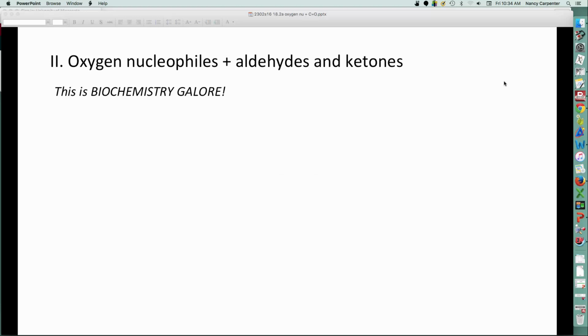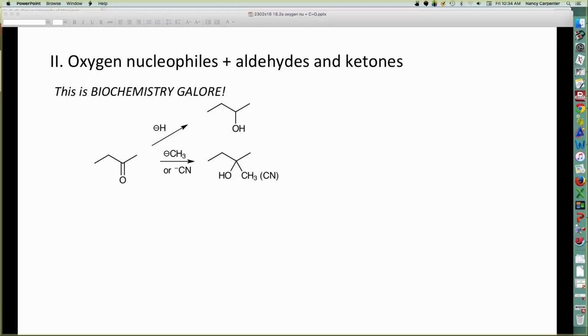This is biochemistry galore. Basically, what we've seen already is that if I have a carbonyl electrophile, nucleophiles like to add to that. Now I can't just say H minus, it really needs to be something like lithium aluminum hydride or sodium borohydride. But that basically will reduce my carbonyl to the alcohol.